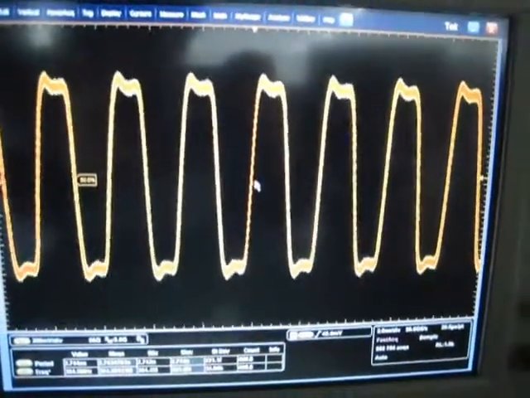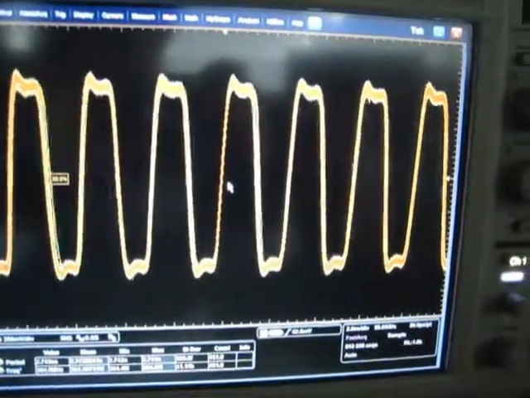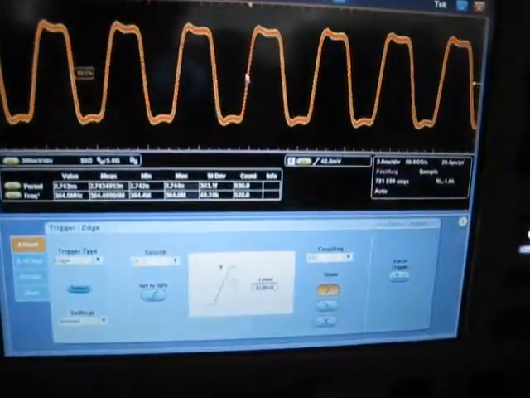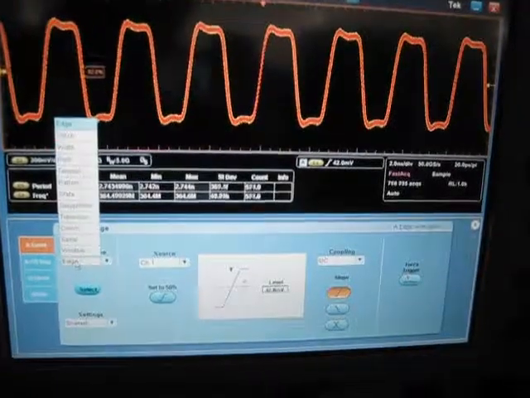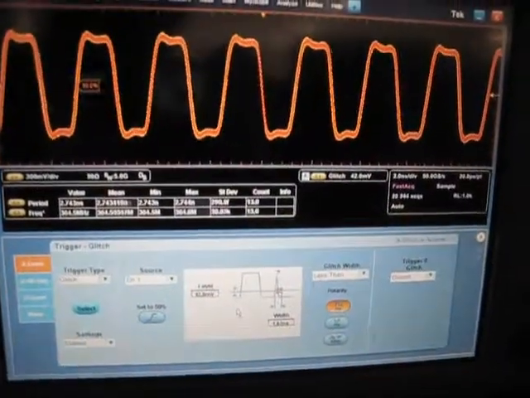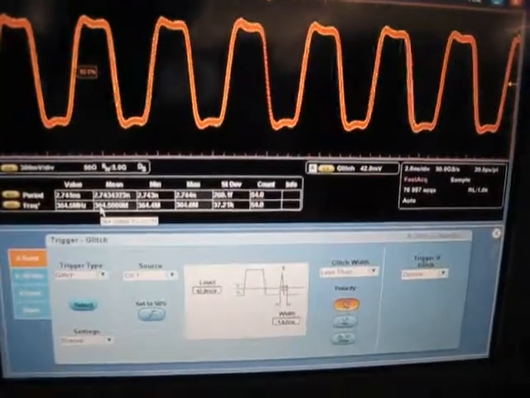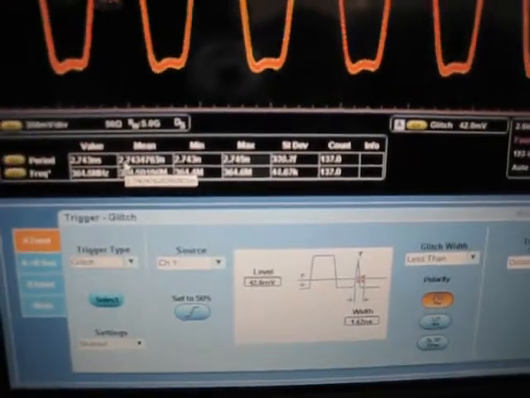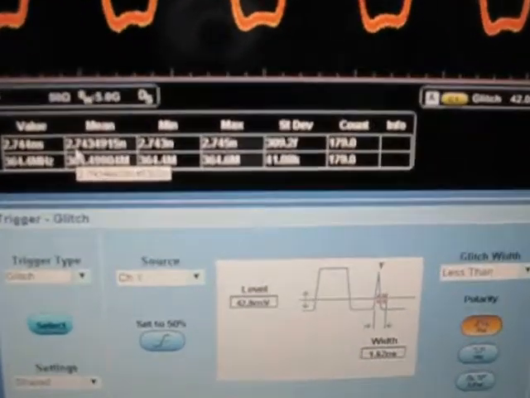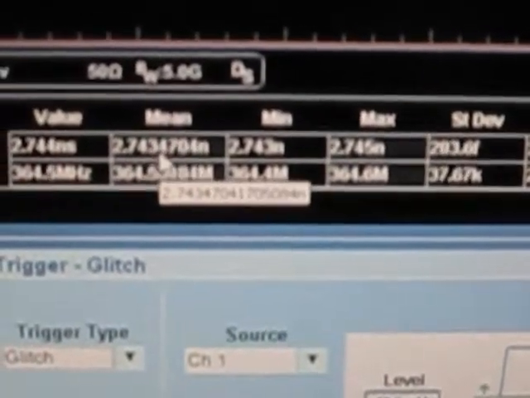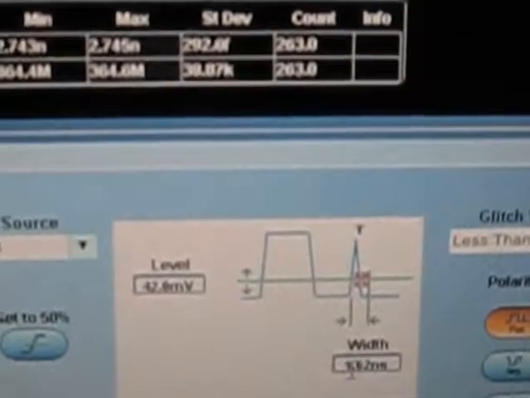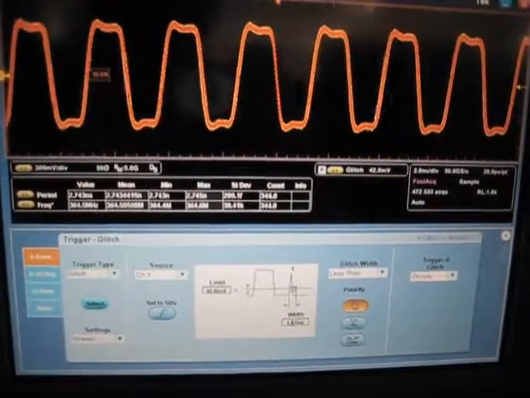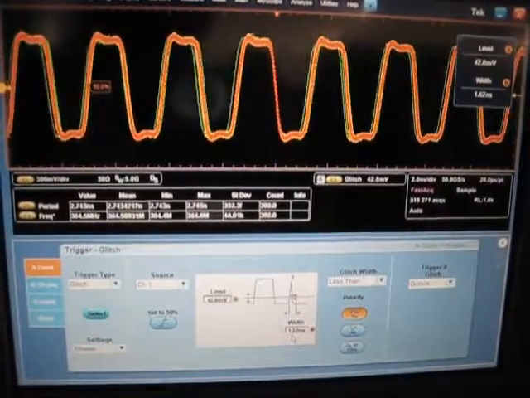So we try to isolate this problem. I'm going to use the advanced trigger function. Let's go to the trigger, and I'm going to use glitch trigger to trigger on this kind of timing distortion. So I switch from the A trigger to the glitch trigger. Because the frequency is like 364 megahertz, the period of one cycle is 2.7 nanoseconds, so half of the clock period is around 1.35 nanoseconds, right? So let's change the glitch pulse width.